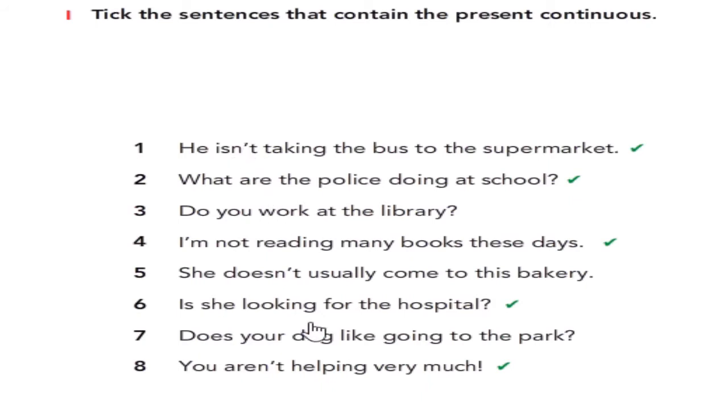So in all these sentences I have the verb to be, isn't taking, and the verb ing. What are the police doing? I have the verb to be, are, and the verb ing. I'm not reading, I have the verb to be plus verb ing. Is she looking for the hospital? I have the verb to be and the verb with ing. You aren't helping very much, I have aren't plus helping, which is the verb ing.